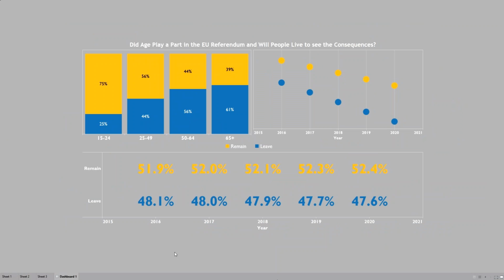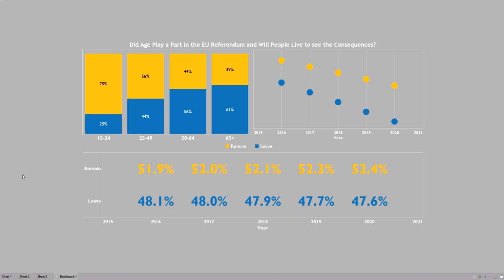Right, so I bit off more than I could chew massively, and I couldn't get the data sorted at all for what I wanted. So it's a bit of a mishmash of complete rubbish that I pulled together in literally the last 5 minutes. But what I wanted to look at was, did age play a part in the EU referendum, and will people live to see the consequences of their vote?